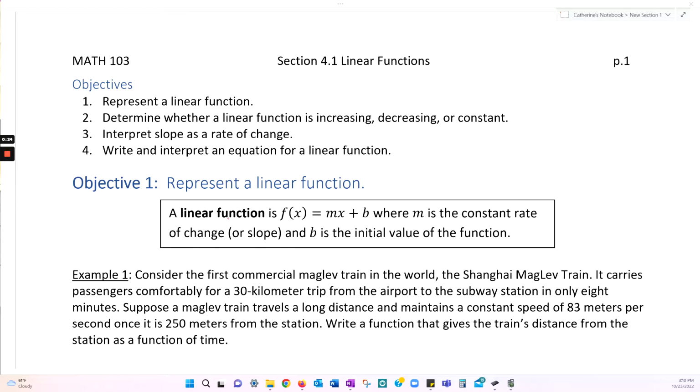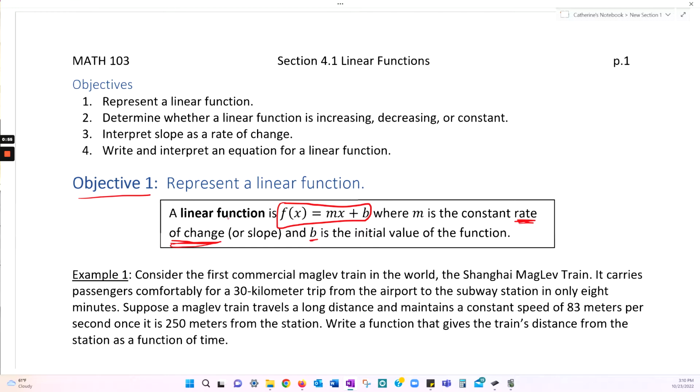So let's go ahead and jump into objective 1 here, represent a linear function. So the definition, f of x is equal to mx plus b. m is a constant, and obviously that's the slope. We've seen that before, but we're going to think of it now as also the rate of change. So that can be a speed, it can be a price per item, or even a percentage, like an interest rate or tax rate.